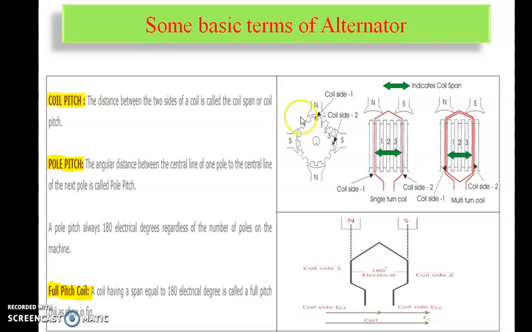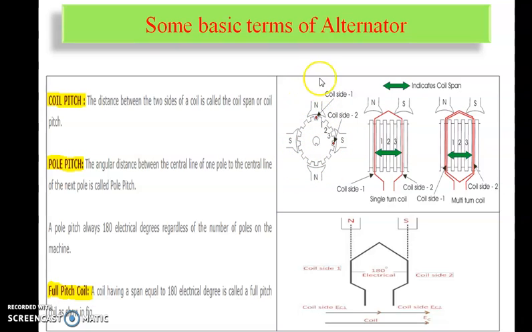Okay, what is pole pitch? Now the distance between these two adjacent poles, I call the pole pitch. Pole pitch is nothing but the distance between two adjacent poles. What is adjacent? Near about, nearby. Okay, so I'm placing here an N pole, here a second N pole, here an S pole and an S pole.